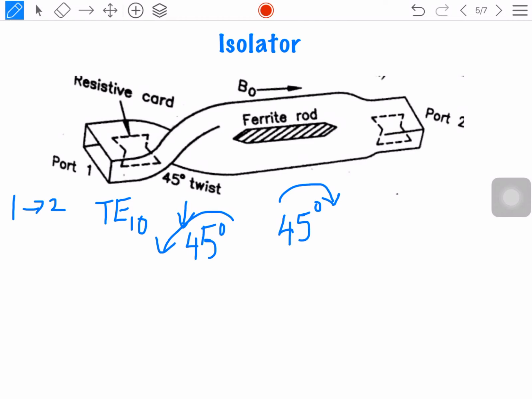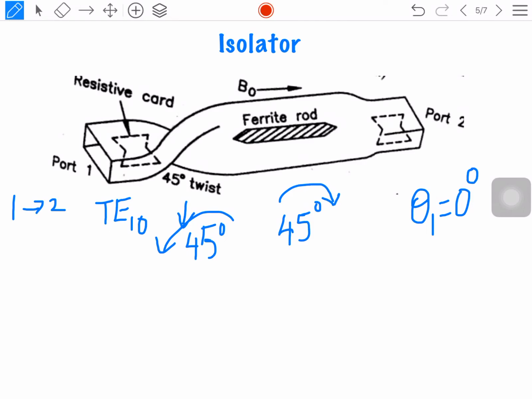Now see, I have 45 degrees in a clockwise direction and 45 degrees in an anti-clockwise direction because of the ferrite rod and because of the twist respectively. Both get cancelled and I will have an overall phase shift, with the signal having the same phase as what I transmitted initially. That is 0 degrees itself here.